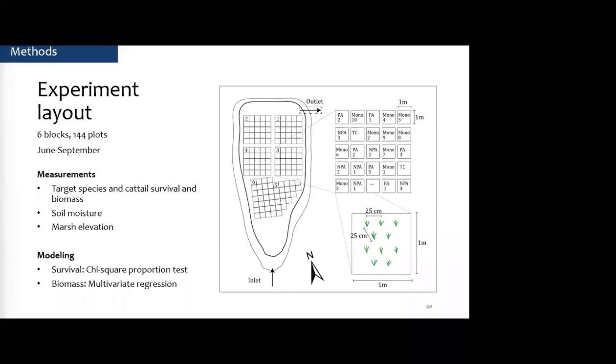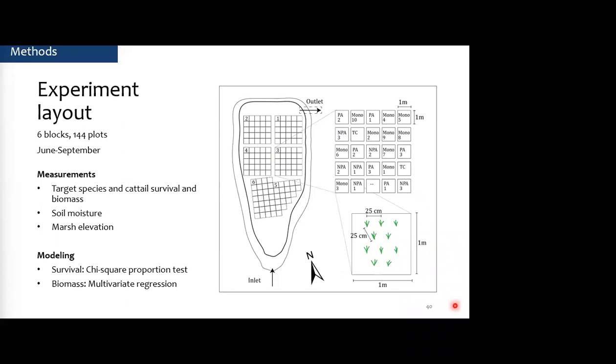In this experiment, I planted 144 plots in these 10 plant combinations, so either single species or mixed species, and they're planted in 6 blocks. So the first 4 were all symmetrical, and then as the site tapered down, I had to adjust the size, but they contain the same replicates as the first 4 blocks.